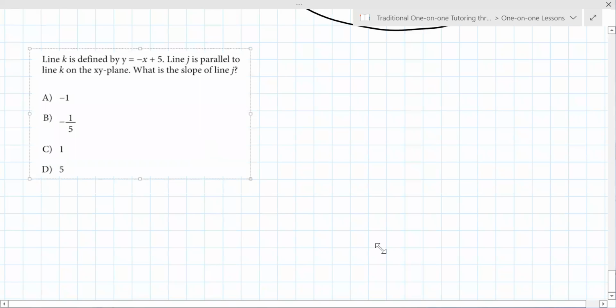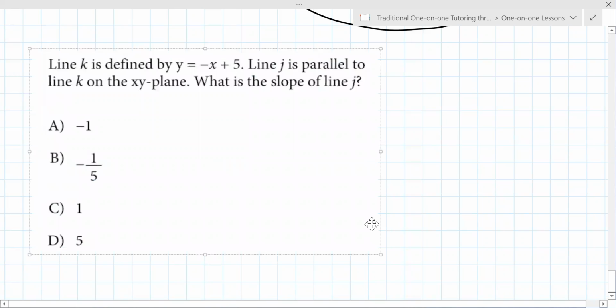Can you read this one out loud for me? Line K is defined by y equals negative x plus 5. Line J is parallel to line K. On the xy plane, what is the slope of line J? Okay, now I'm going to read it. You can listen. Line K is defined by y equals minus x plus 5. Line J is parallel to line K.